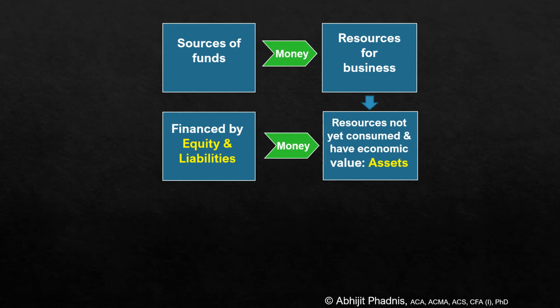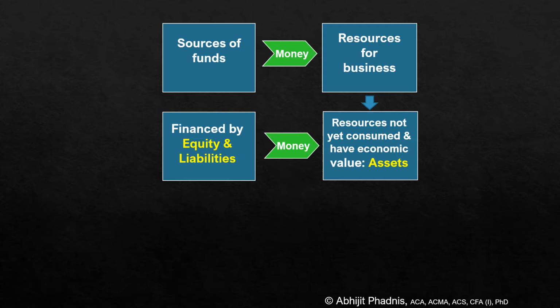If you visualize any business, at any point of time, it will have certain resources which are available with it. These resources are not yet consumed and have economic value. What we mean by economic value is that these resources can be put to use for a constructive use. These resources, which are not yet consumed and are available with the enterprise, can be called as assets of the business. Now, as we have already discussed, resources are financed by sources of funds.